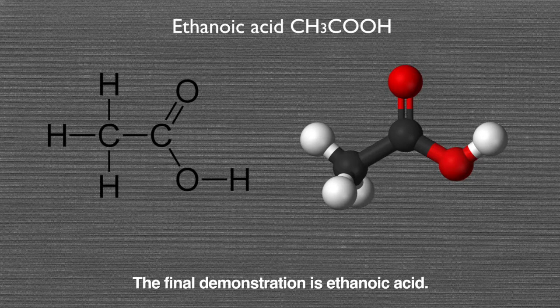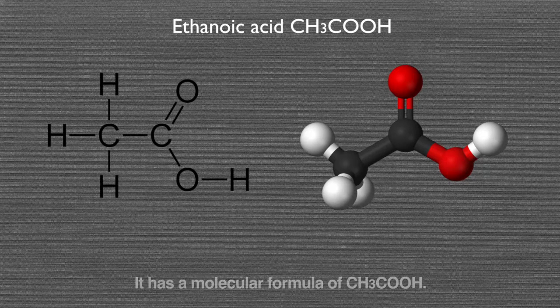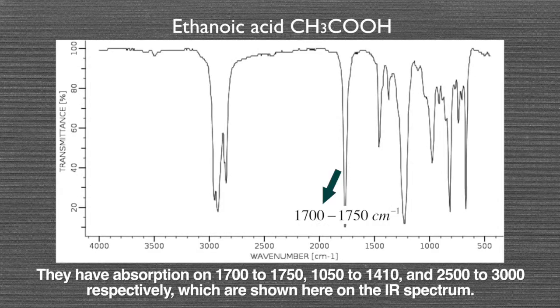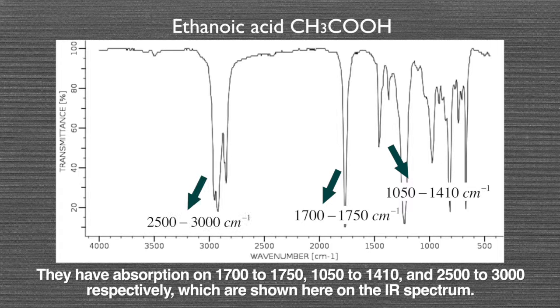The final demonstration is ethanoic acid. It has a molecular formula of CH3COOH. The carbon-oxygen double bond, carbon-oxygen single bond, and oxygen-hydrogen single bond are the bonds worth attention in this case. They have absorption at 1700 to 1750, 1050 to 1410, and 2500 to 3000 respectively, which are shown here on the IR spectrum.